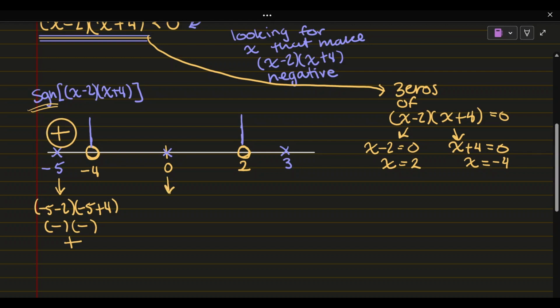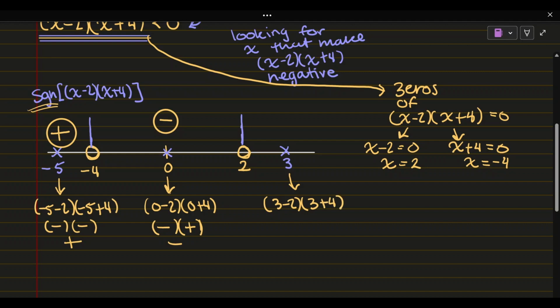Okay? Now plugging in 0, I have 0 minus 2 times 0 plus 4. -2 is a negative number, positive 4 is a positive number, so I have a negative times a positive, which is just going to give me a negative. So in between -4 and 2, I have a negative, and then if I plug in 3, I have 3 minus 2 times 3 plus 4. So 3 minus 2 is positive 1, so it'll give me a positive number. 3 plus 4 is also positive, so a positive times a positive, which is a positive.